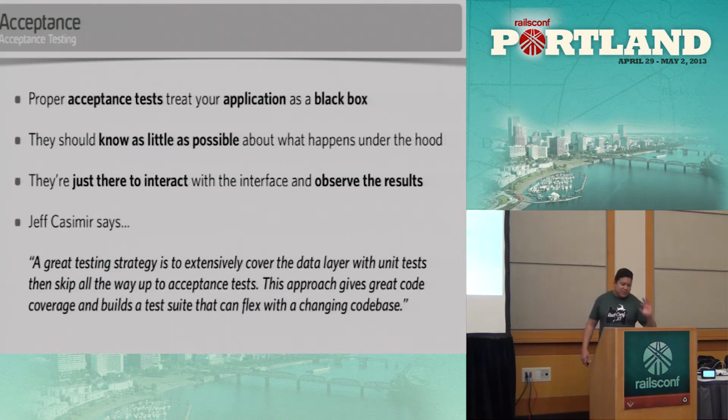So proper acceptance tests should treat the application as a black box. That means that they should have no knowledge of internals of the application. The one place where I sometimes break that rule is that I might mimic some JavaScript behavior from Capybara directly. But other than that, I try to treat the application as a black box, which means that they should know as little as possible about the app and how it behaves. So it's all observation-driven, state-driven testing.